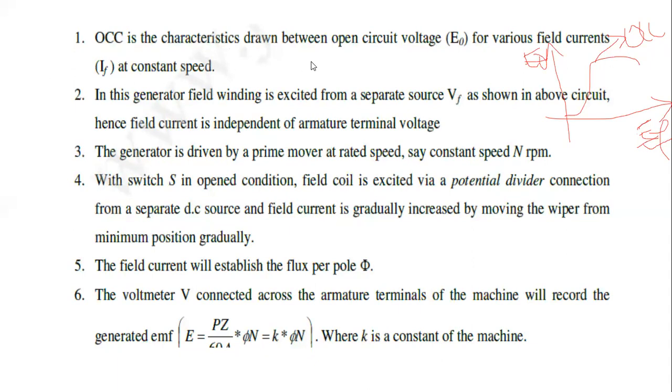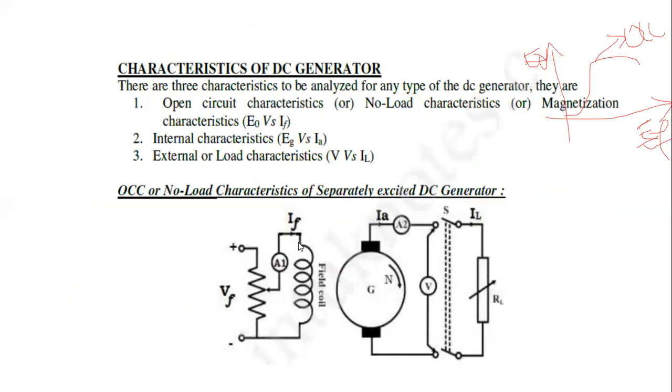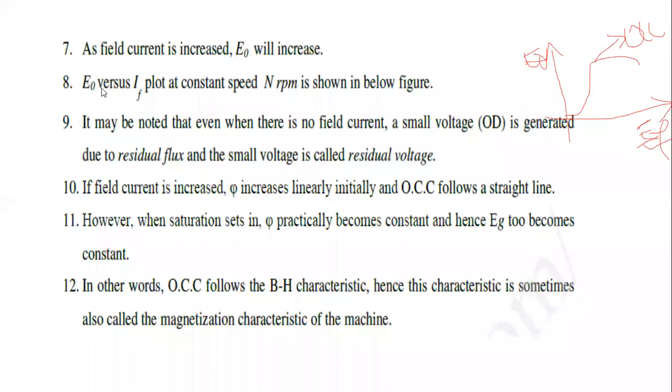As the field current increases, E0 increases. If the field current increases, automatically E0, that is the no load voltage, increases. This is the E0 versus IF plot at a constant speed N.